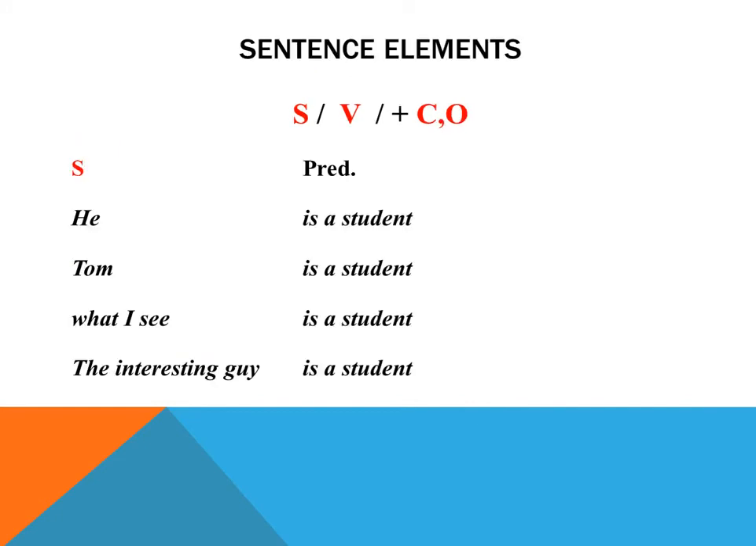So if we see this sentence, the subject as a function can be represented by many linguistic forms. A subject here as a function can be in the form of a pronoun, like he is a student. It can be in the form of a proper noun, like Tom is a student. It can be in the form of a clause, like what I see is a student. Or even a phrase like interesting guy is a student.